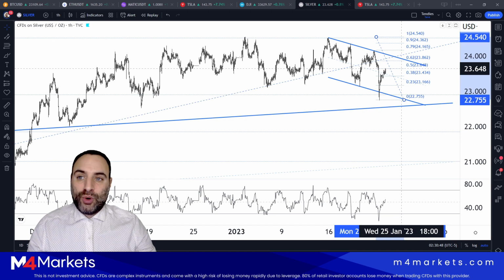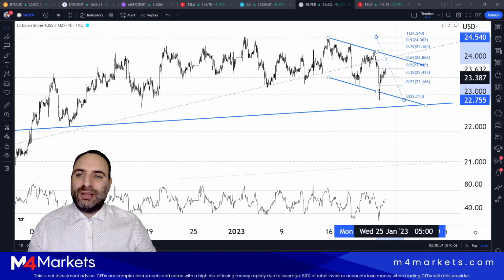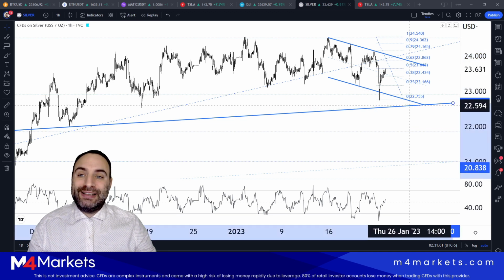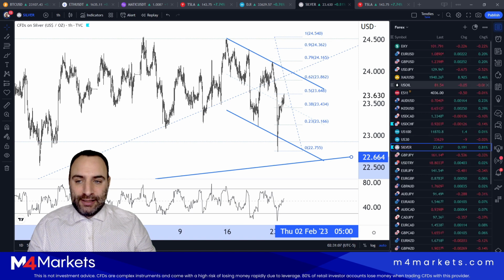And of course, if we fall below 23, which is the 38 Fibonacci here, then I will start getting a bit more worried for another leg potentially to the downside, so that we go and retest this upper trend line of this channel, because we haven't seen an actual retest as of yet.